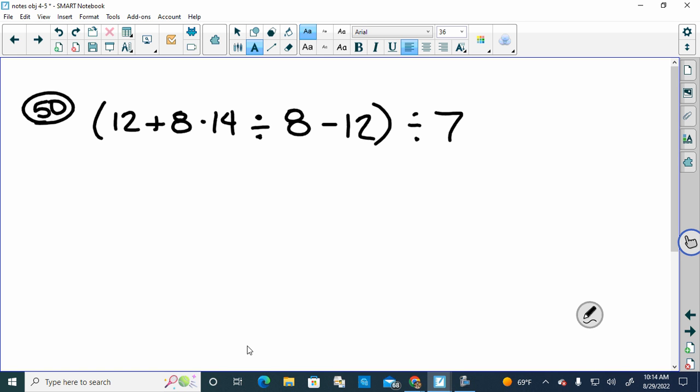Okay, so parentheses first. Well, there's a lot going on inside the parentheses. So we go to exponents inside parentheses, no. So the next thing would be multiplying. Okay, so multiplying and dividing left to right.